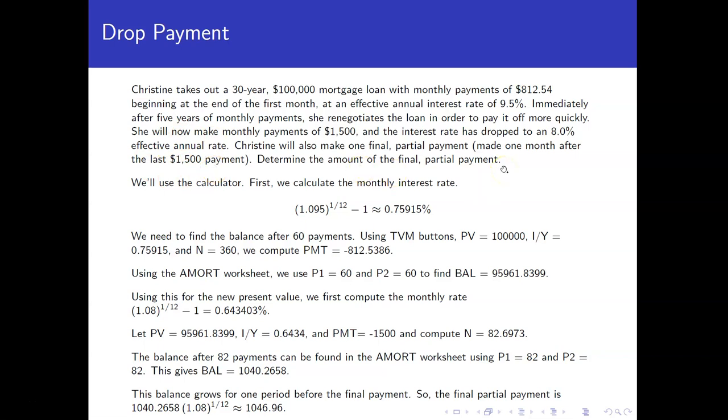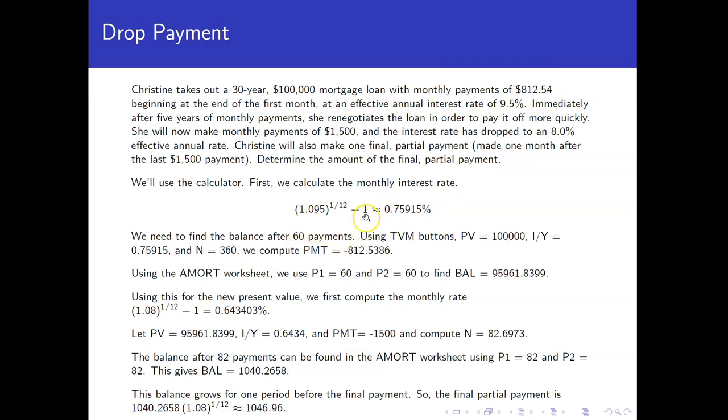So let's talk about the amount of the final partial payment. Notice in this problem they told you what the monthly payments were, but that was actually superfluous information. We didn't need to know the original monthly payments because we have enough information to calculate it. We do need to figure out the monthly interest rate because they give us an annual interest rate, an effective annual interest rate, but we're talking about monthly payments.